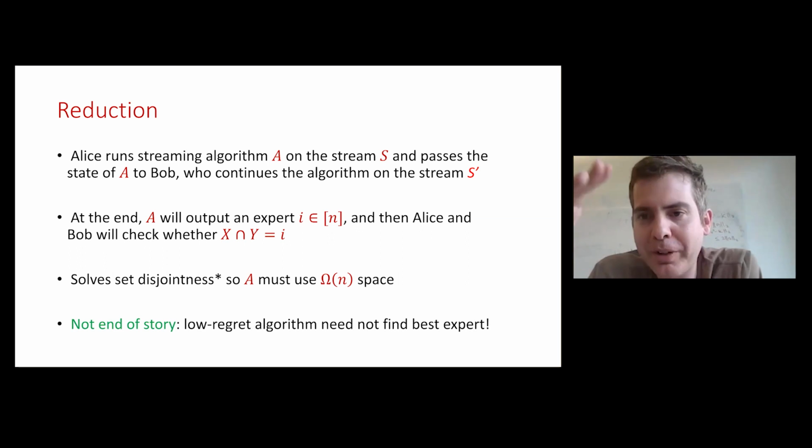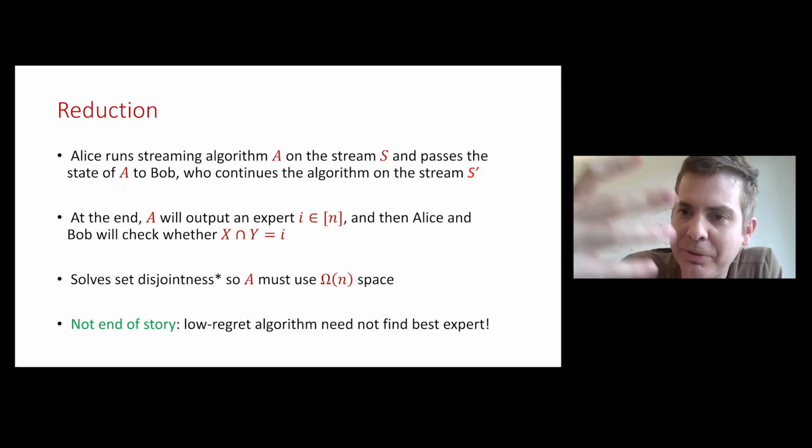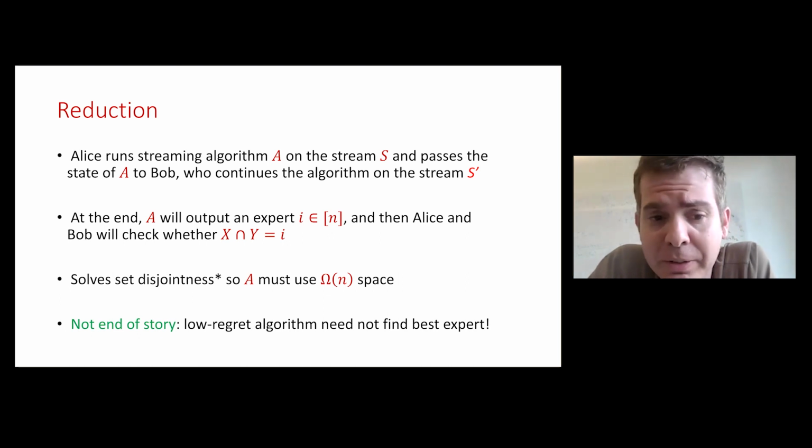Set disjointness is hard for multi-round communication. If you have an index i, you can verify if there's actually an intersection with an additional round of communication. Anyway, just identifying this index i requires omega n communication. So the space for finding the best expert is omega n. When you look at this, you might say, okay, maybe there's not much hope for solving the experts problem in the streaming model. You can't identify the best expert. Simple reduction. But this is not the end of the story. Why does a low regret algorithm need to find the best expert?